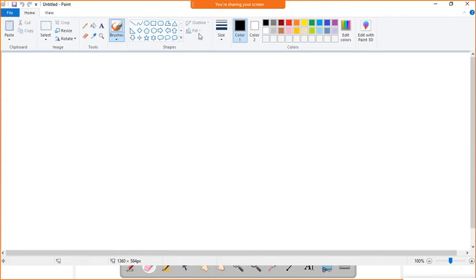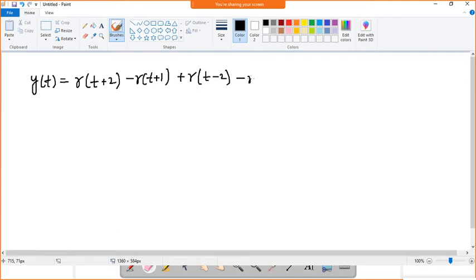So now what is the second one which is given? That is y of t, which is equal to r of t plus 2 minus r of t plus 1 plus r of t minus 2 minus r of t minus 1. Okay, so this is the signal which is given.